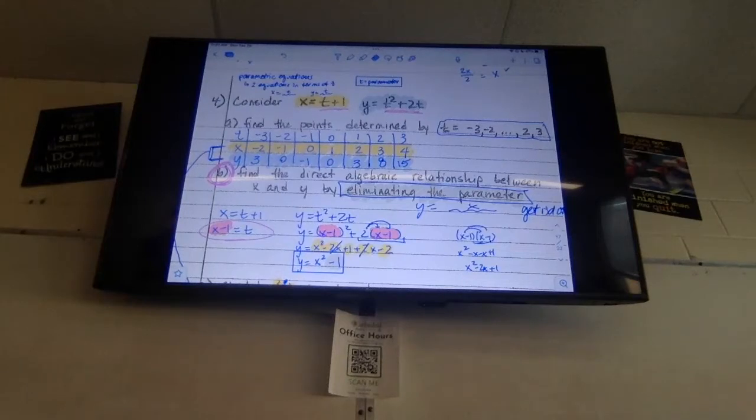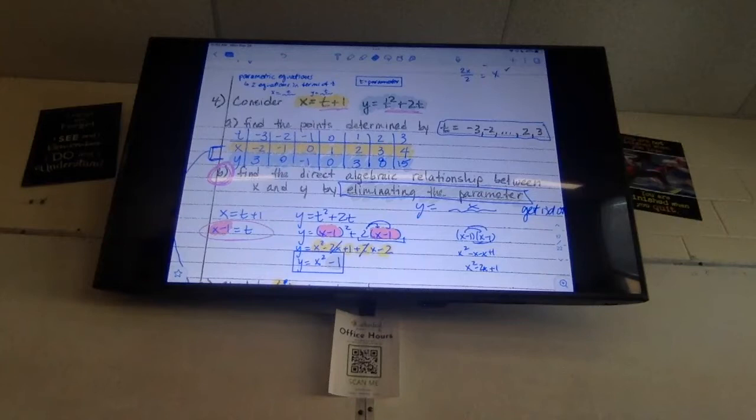The first thing we did, it asked us to find the points determined by t equals -3, -2, and so on, all the way to 2 and 3. So what we did was a little chart. We said, okay, we're plugging in for t, we're plugging in -3 all the way to +3. And we're going to see what our x's are for all of those t's and what our y's are for all of those t's. We're going to use those x and y's eventually, but the first thing we did is we found the x's and the y's.